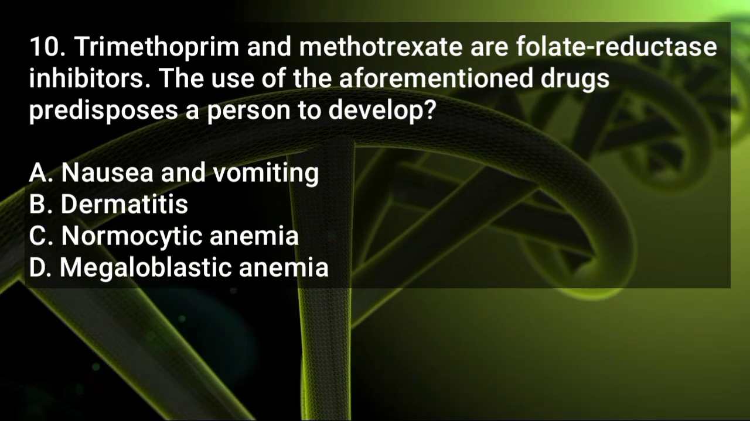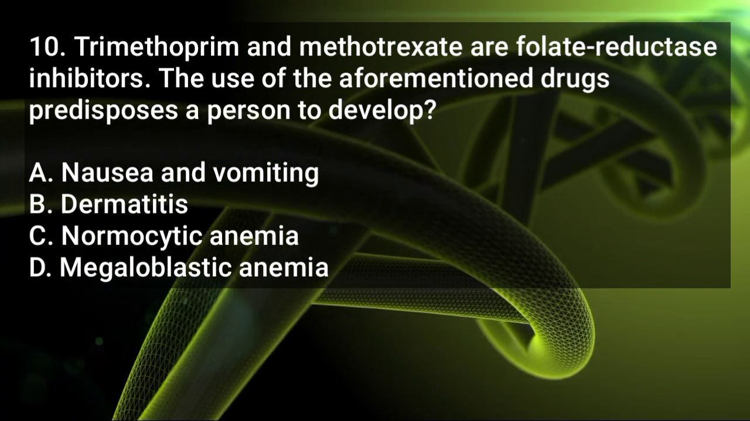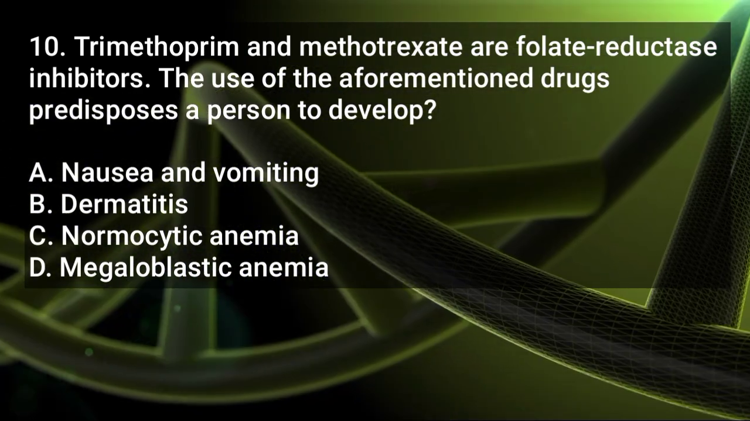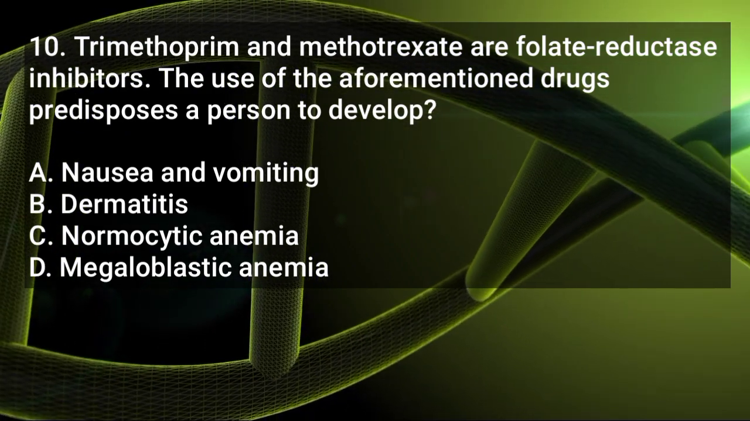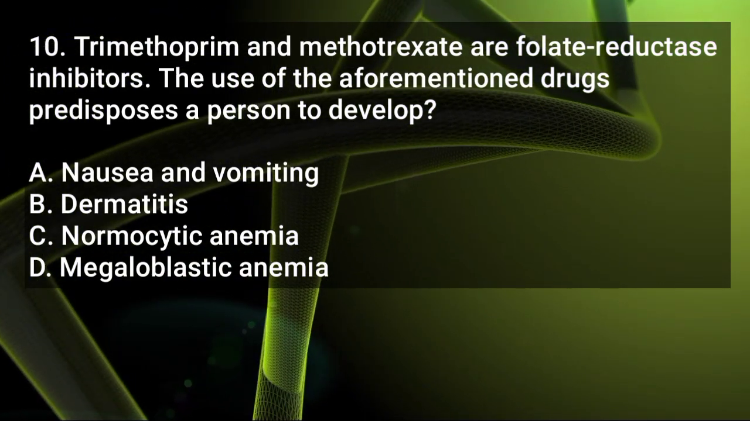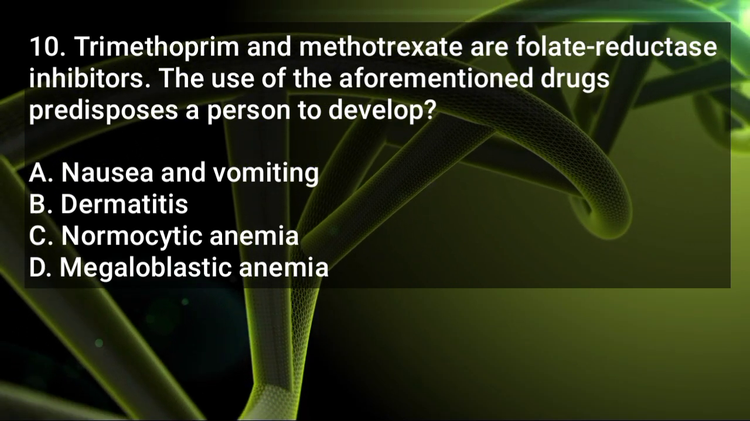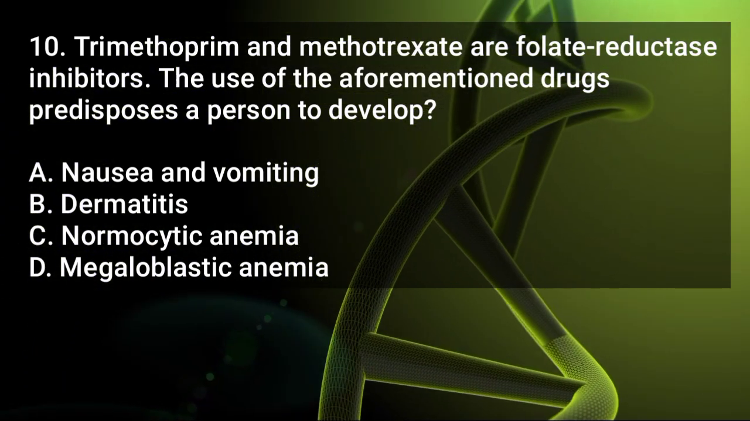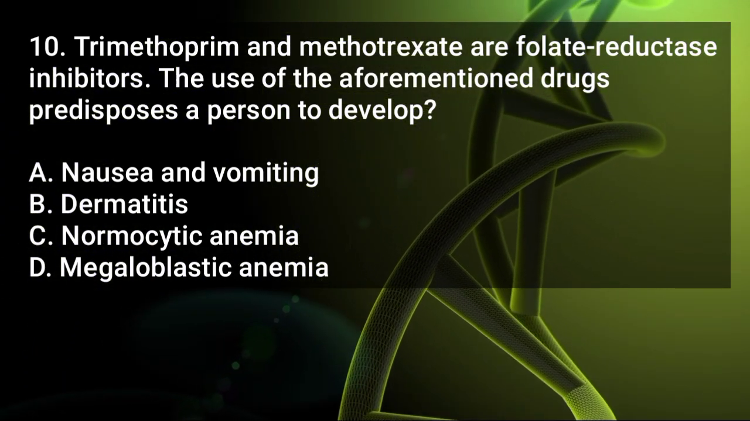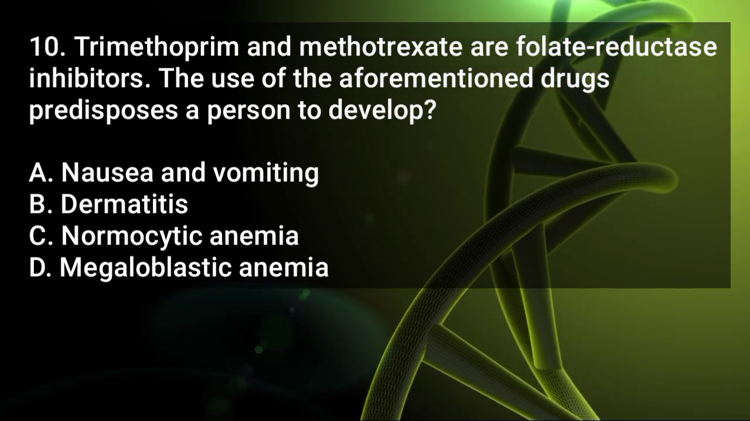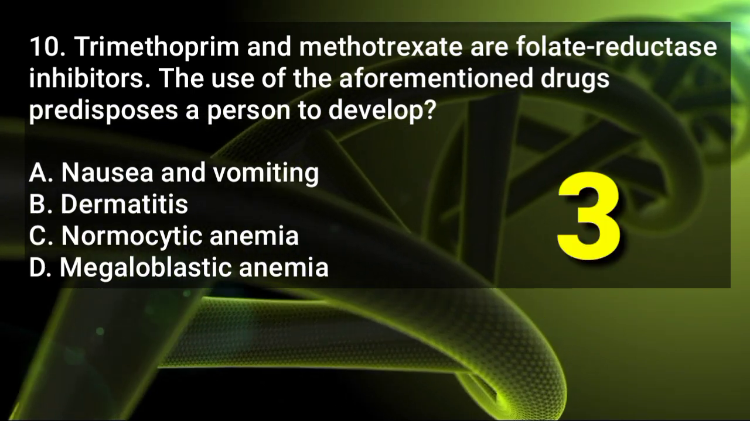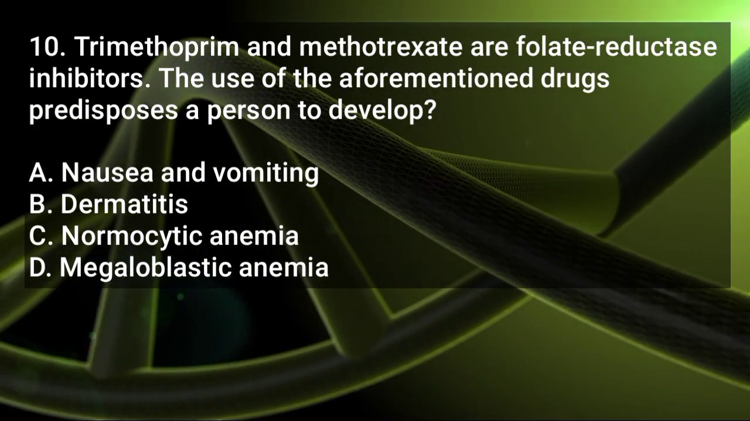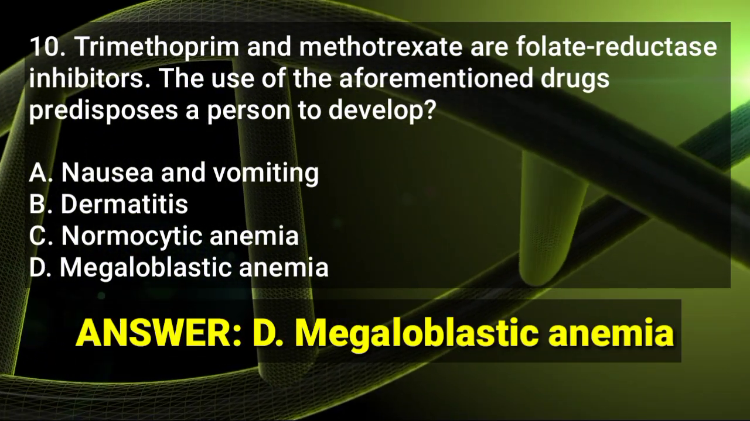Question number 10. Trimethoprim and methotrexate are folate-reductase inhibitors. The use of the aforementioned drugs predisposes a person to develop A. Nausea and vomiting. B. Dermatitis. C. Normocytic anemia. D. Megaloblastic anemia. Answer: D. Megaloblastic anemia.